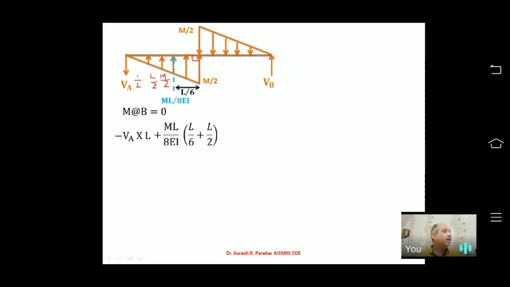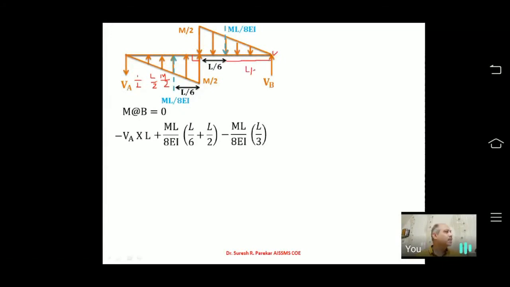Now we are taking moment about B. So when we take moment about B, we are going to get L by 6 plus L by 2. Now this second triangle will again give ML by 8EI, the same value. Where will it act? Again from the right angle, L by 6, so we have L by 3. Why L by 3? Because we have L by 2 minus L by 6, so this distance is L by 3.